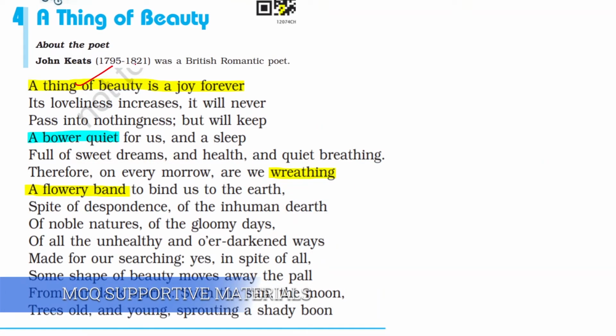The very first line of the poem, a thing of beauty is a joy forever. It is a metaphor. Why is it a metaphor? Because here a thing of beauty is said to be joy or happiness. So it is a metaphor.